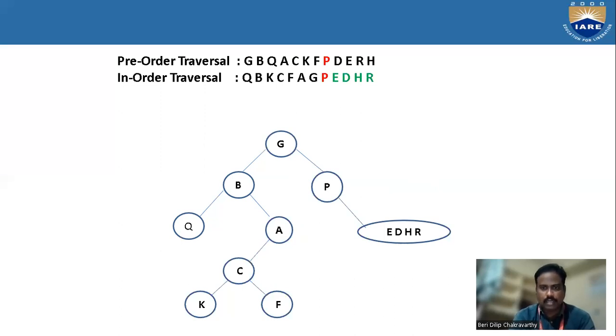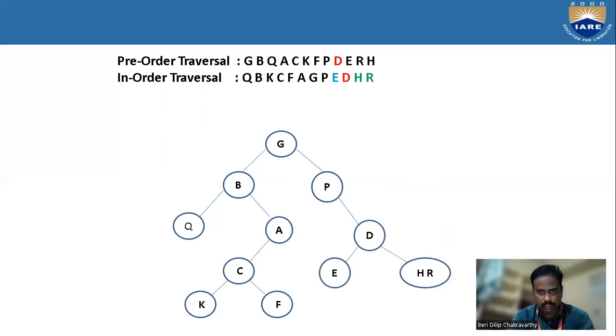Similarly for EDHR, so which is the root node? EDHR, observe there. So D is the first. Okay, D is the root node, and left of D is E, right is HR. Among HR, which one first comes? So R comes first, and left is H. Okay, so R is my root, and left is my H. Okay, so this is about your construction of a tree using the pre-order and in-order traversal.